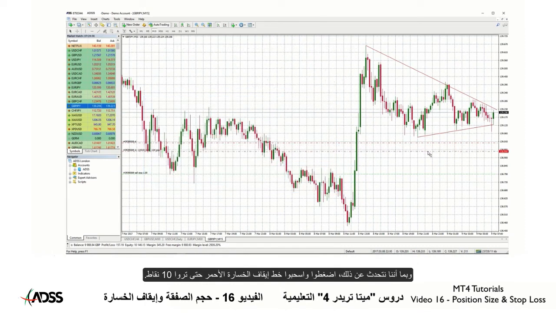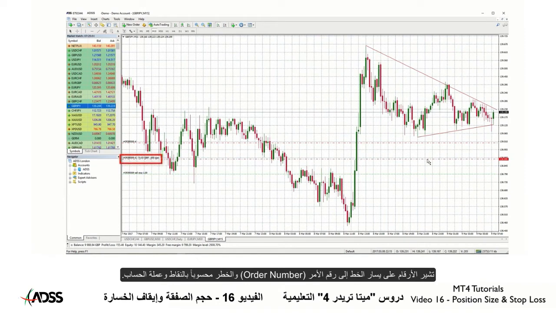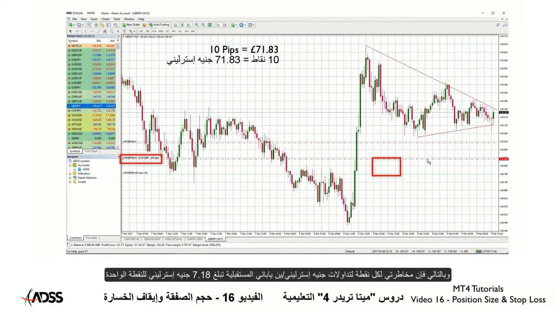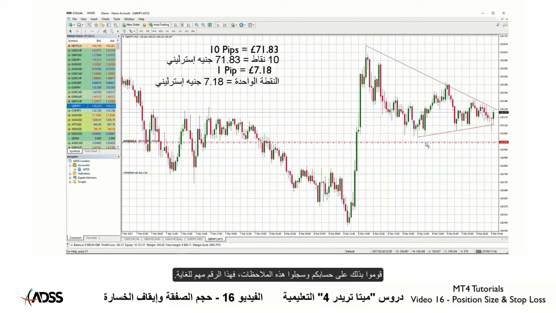While we are at it, click and drag the red stop loss line until you see 10 pips. The figures on the left of the line show us our order number and risk in pips and the account currency. I see that 10 pips equates to £71.83. So my risk per pip on future pound-yen trades is £7.18 per pip. Do this for your account and make a note. This is an important figure.